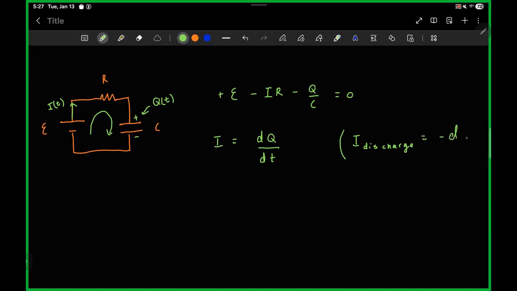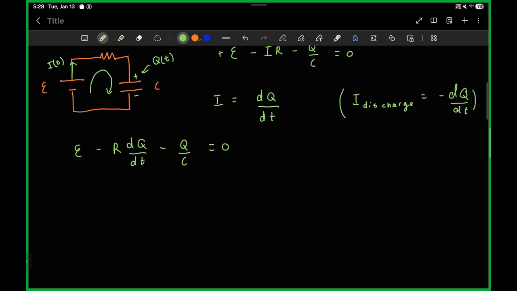And we'll hopefully elaborate on that in a later video. But in this case, since we're charging, I is directly equal to dQ/dt, leaving us with epsilon minus R dQ/dt minus Q over C is equal to 0. And you might recognize this as a separable differential equation. So let's go through actually solving this.